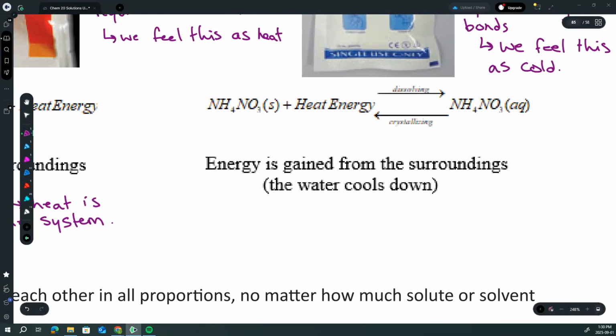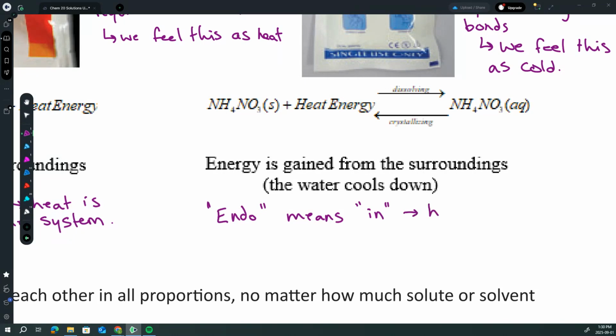Whereas endothermic, endo means in, so heat is going in to the system, which we perceive that as it becoming cold.